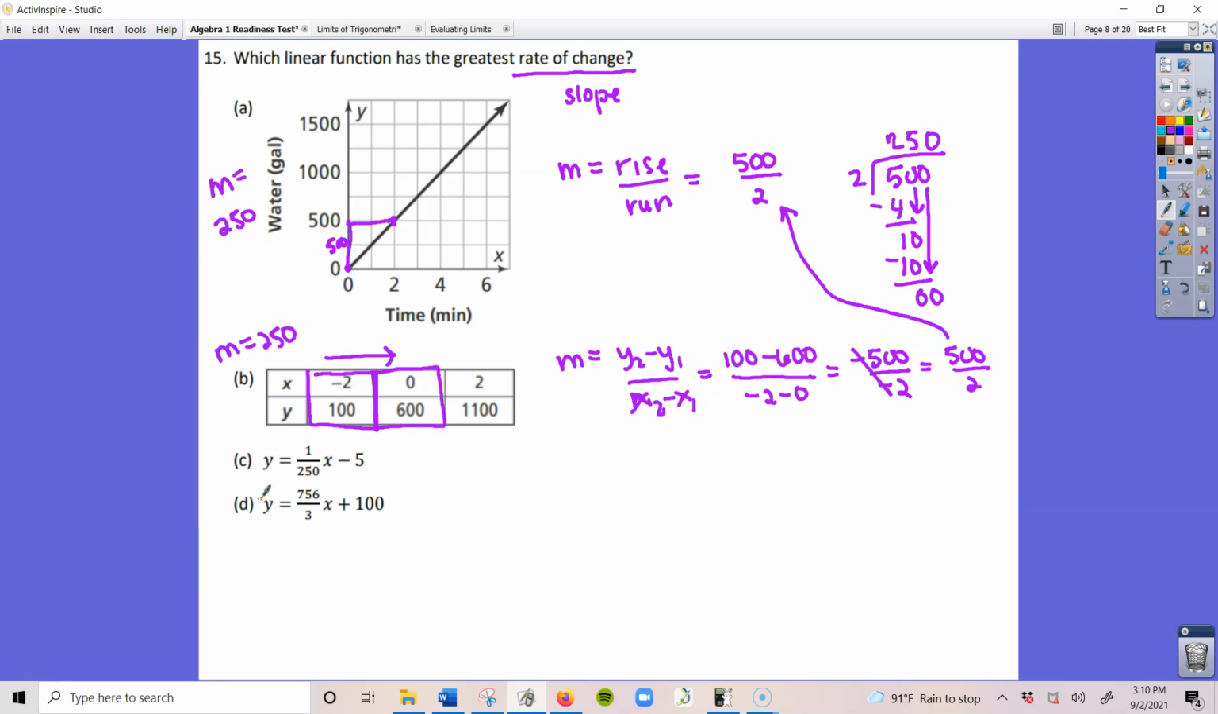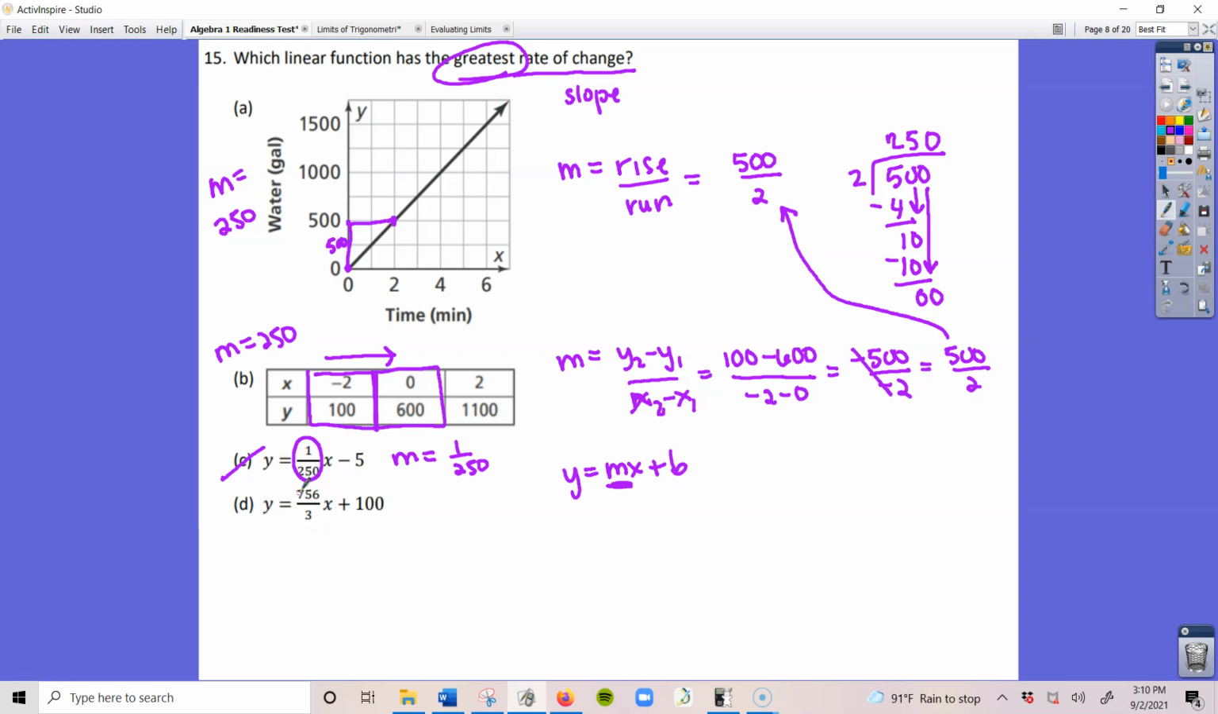Now look at C and D. These are both in the format y equals mx plus b. M is always the number that's attached to the x. So my slope for this one, m, is 1 over 250. Now I don't need to divide this to know that it's less than 250, because this is like saying 1 divided by 250, which will give you a really, really small decimal. So it can't be C, because it's not going to have the greatest rate of change.